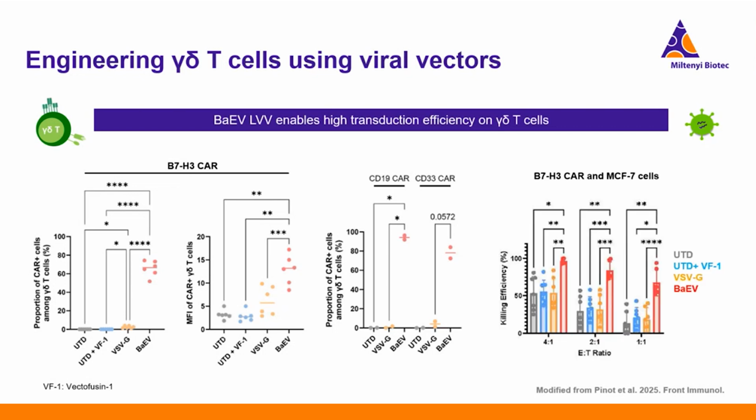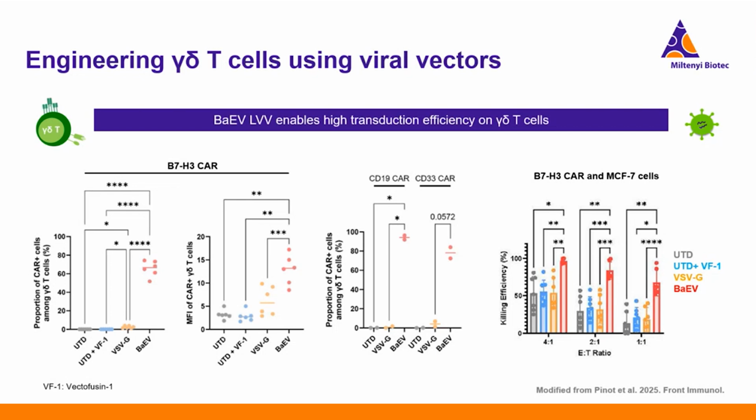Moreover, we also analyzed the killing efficiency of target cells using the modified transduced cells, either with VSVG lentiviral vector or baboon lentiviral vector. And as you see here, only when we use a baboon lentiviral vector, we were able to see a significant target cell killing at different effector to target ratios. So this work was done by our R&D team and has been recently published. So if you are interested in learning more details, I invite you to look at this publication.